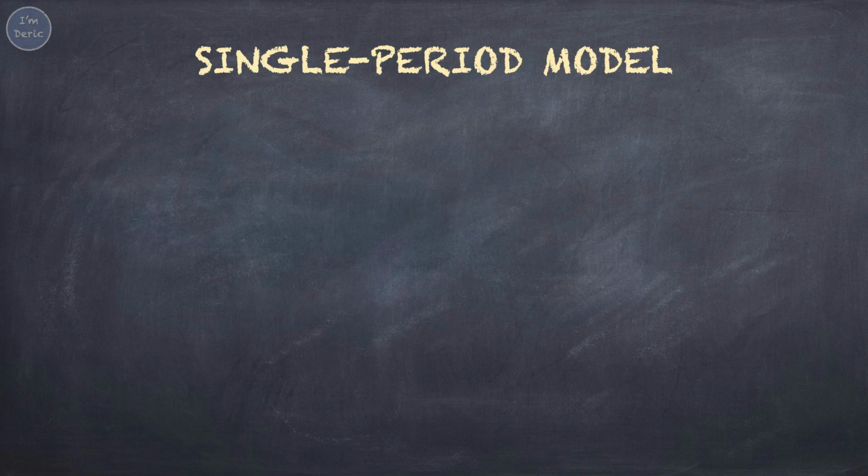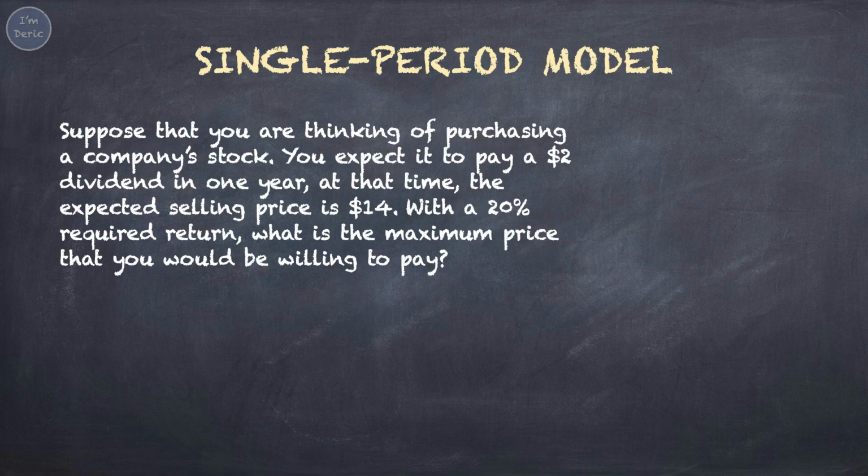Now, let's try to calculate the intrinsic value with the simplest model, single period model. Suppose that you are thinking of purchasing a company's stock. You expect it to pay a $2 dividend in 1 year. At that time, the expected selling price is $14. With a 20% required return, what is the maximum price that you would be willing to pay? Here, the maximum price is basically the intrinsic value of the stock, which is PV.